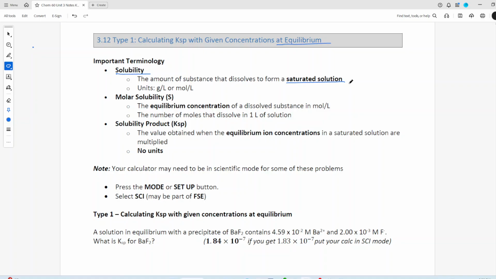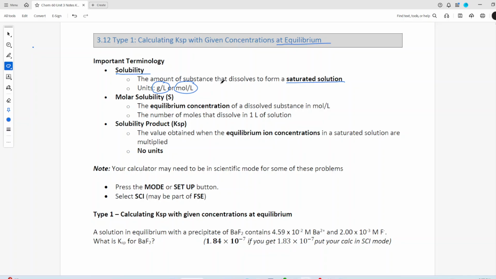A saturated solution is a solution that's containing as many ions as it possibly can contain. So that'll mean that it's at equilibrium and it's fully dissolved, and you're now starting to dissolve and precipitate and dissolve, or what's another word for that? Dissociate, precipitate, and so on and so forth. When you're asked to calculate solubility, the units for solubility are grams per liter or moles per liter.